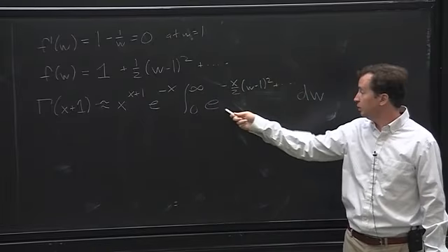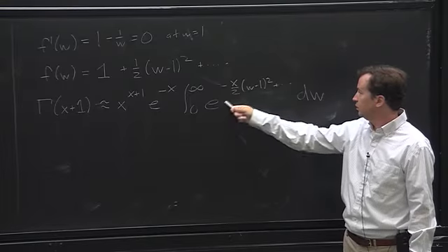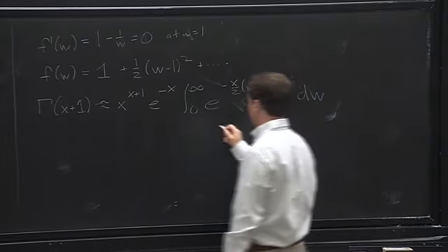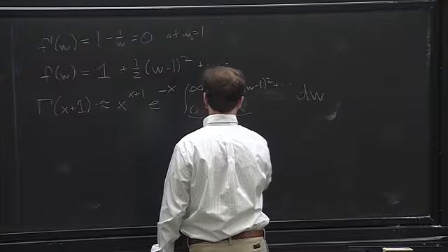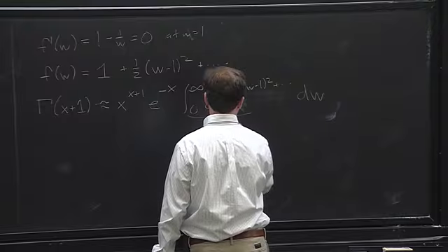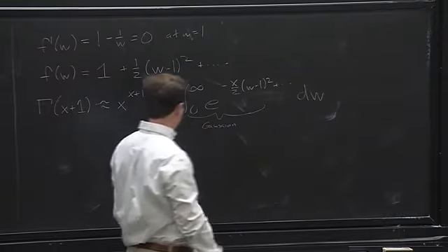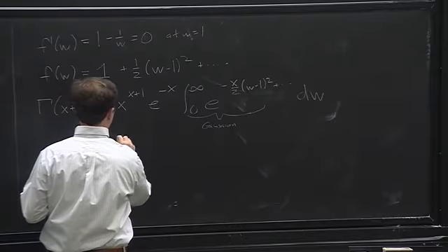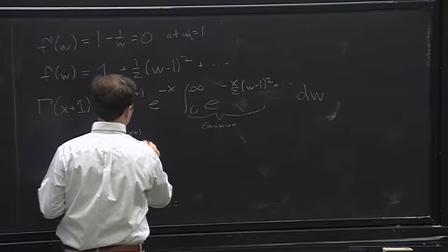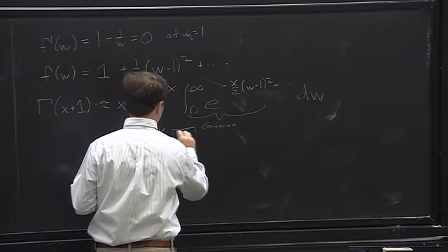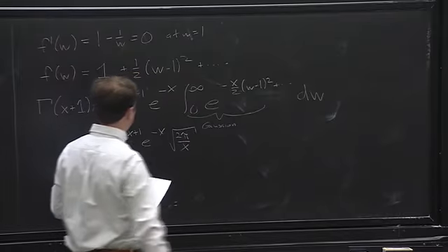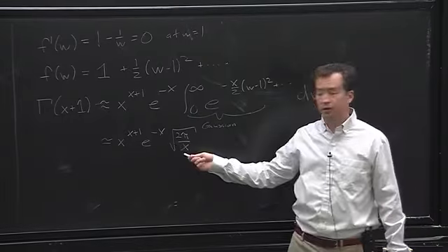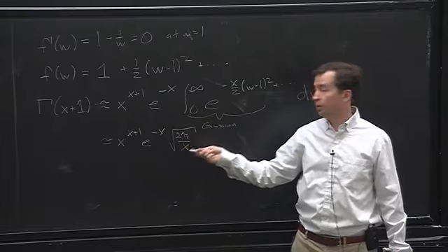So the nice feature is that this quadratic term gives us a Gaussian integral. And those are integrals we know how to do. So this is a Gaussian integral, at least if we ignore the dot dot dot. And so that's an integral we can do. We get x to the x plus 1 e to the minus x root 2 pi over x. And so that's the first term. We can include more terms.